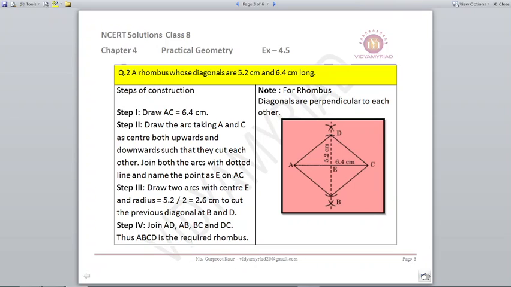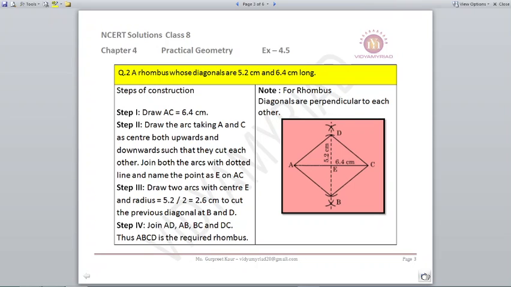Now on E, since the diagonal is given to you as 5.2, and 6.4 we have already drawn, we divide 5.2 by 2, which comes to 2.6. Put your compass at E, cut 2.6 upwards and 2.6 downwards on that line, and you will get the points D and B. Join AD, DC, CB and BA and you will get the required rhombus ABCD.